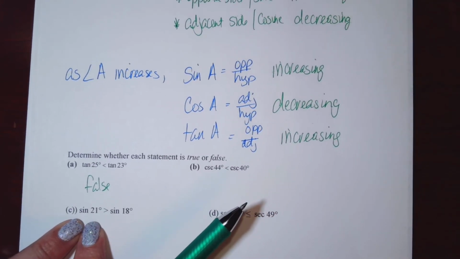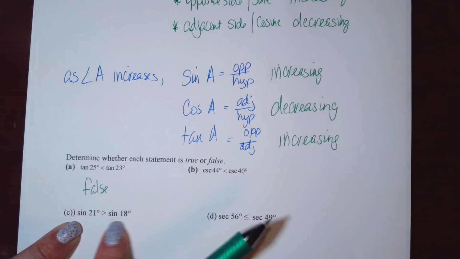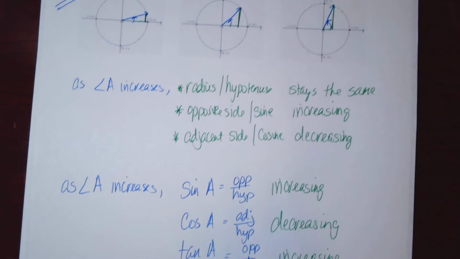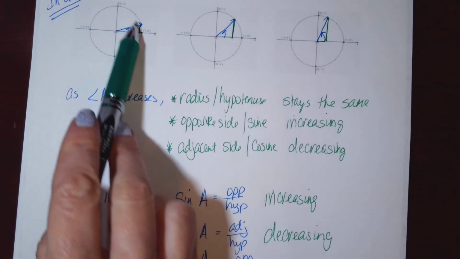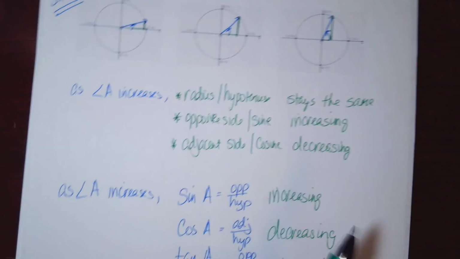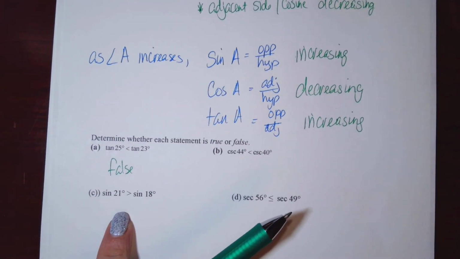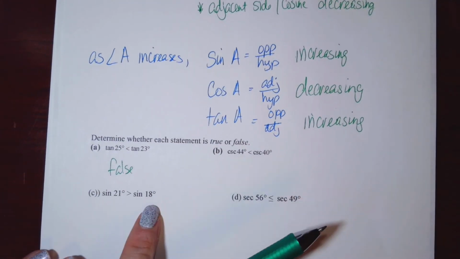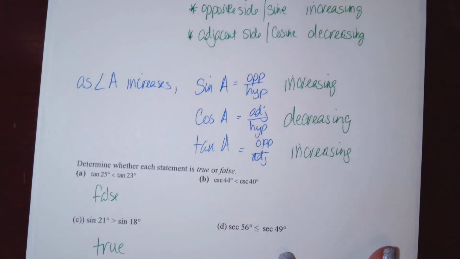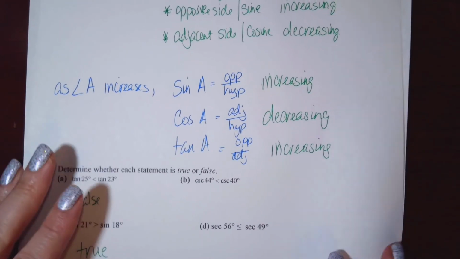Sine of a 21-degree angle is going to be greater than sine of an 18-degree angle. True or false? Well, we said as A increases through quadrant 1, our sine function value is increasing. So is this true or false? Sine of 21 degrees is greater than sine of 18 degrees. Yep, that's true. That one works. Okay, so now let's compare B and D.